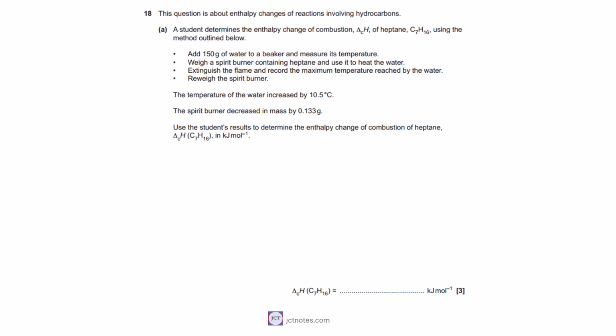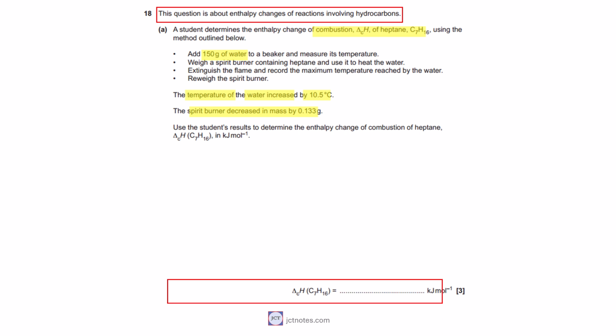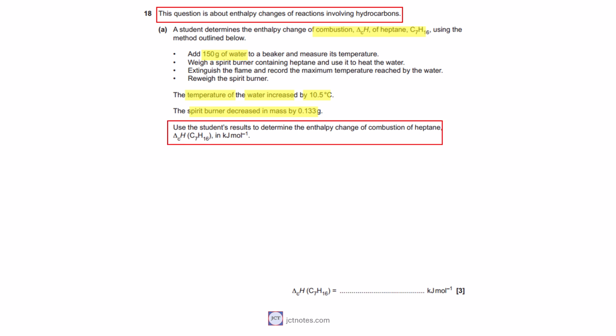Question 18 is about enthalpy changes of reactions involving hydrocarbons. In Part A, a student determines the enthalpy change of combustion of heptane by heating 150 grams of water with a spirit burner containing heptane. The temperature of water increased by 10.5 degrees Celsius and the mass of heptane used is 0.133 grams. Using these results, we are asked to determine the enthalpy change of combustion of heptane, in kilojoules per mole.